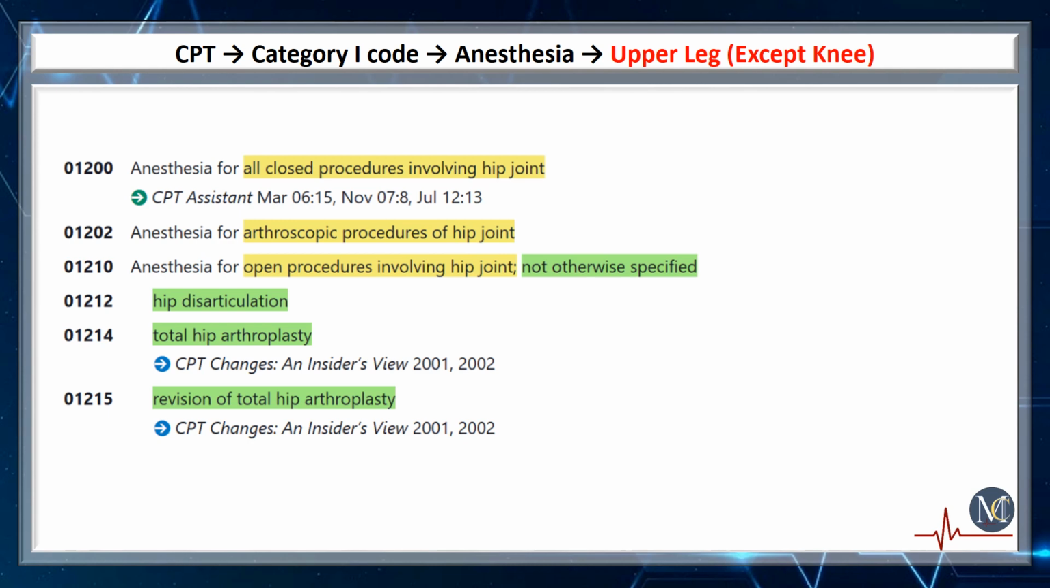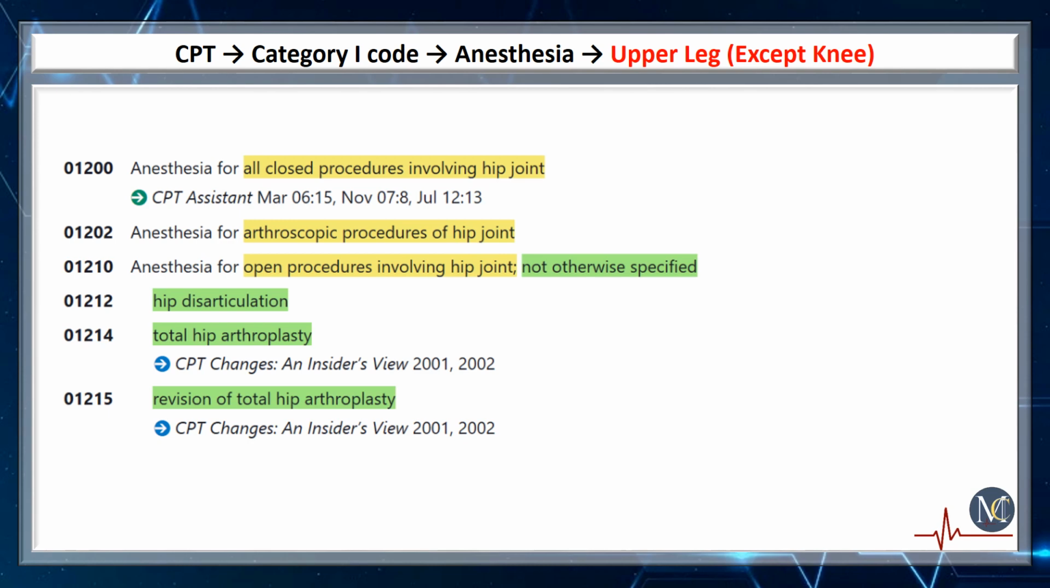Disarticulation refers to the disconnection of all or part of a limb from the body, especially through the joint. The provider performs anesthesia services for a patient undergoing an open disarticulation procedure of the hip joint. Next code is 01214. Total hip arthroplasty. Arthro means joint. Arthroplasty is a surgical procedure to replace parts of the hip joint with artificial implants.